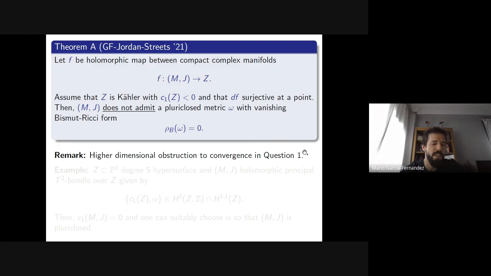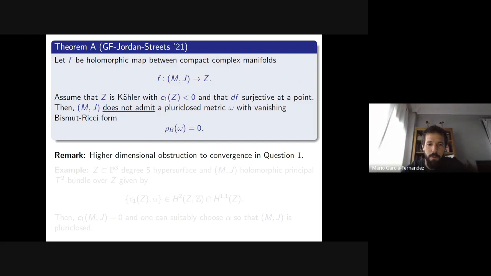So in our first question that we posed naively, and I already told you that we have examples on surfaces, we're asking whether, if we have first Chern class zero and a pluriclosed metric, this grants long time existence and convergence of the pluriclosed flow to a Bismut-Ricci flat metric. Okay, and this is telling you that for the existence of a fixed point for the pluriclosed flow, it's not enough to have vanishing first Chern class. You need more, and you have this obstruction. So let me give you an example and then tell you something about the proof.